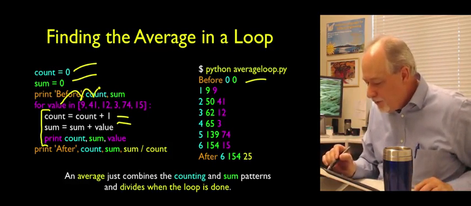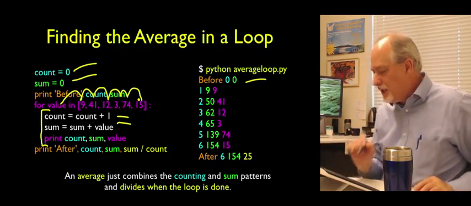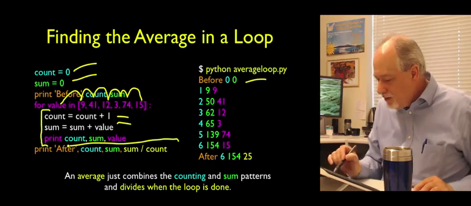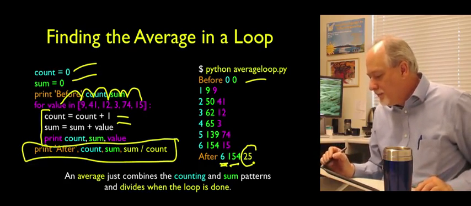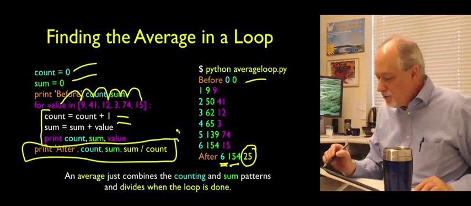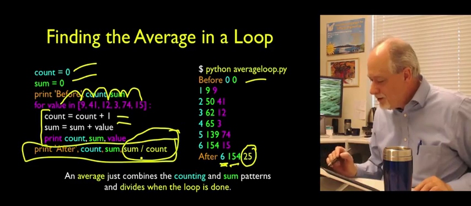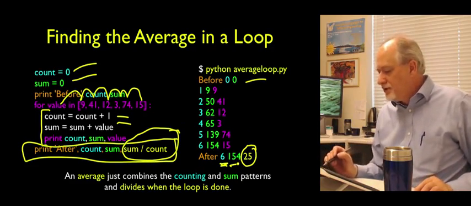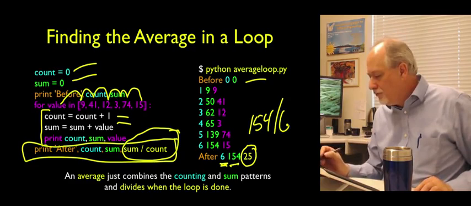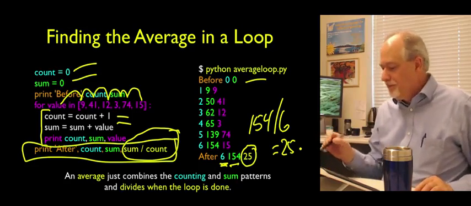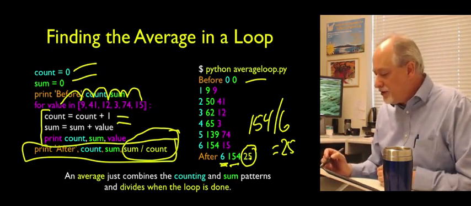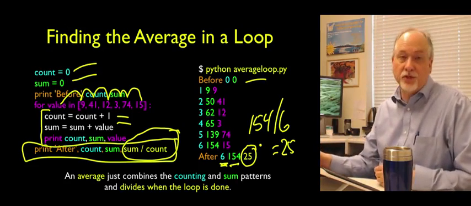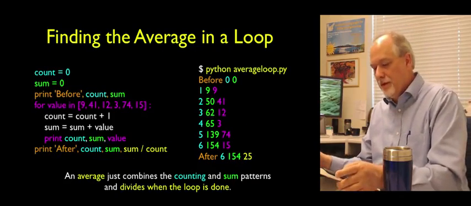Value, of course, being 9, 41, 12, 3, 74, 15. And then at the very end, we can print out the number. We have 6 things with a total of 154, and then we calculate the average. Of course, these are integer numbers, and so this is a truncating division. So 154 over 6 equals 25 and not 25 point something. If we were in Python 3, it'd be better. But so the integer average of the numbers we just looked at is 25.